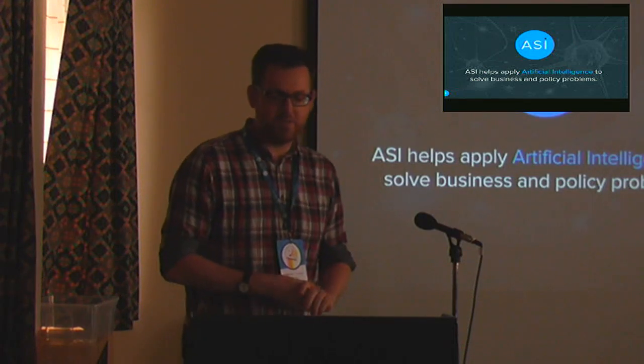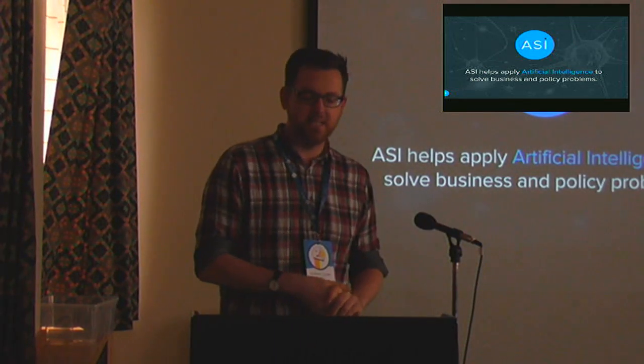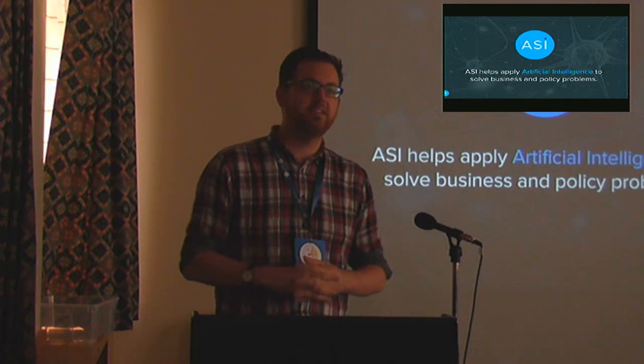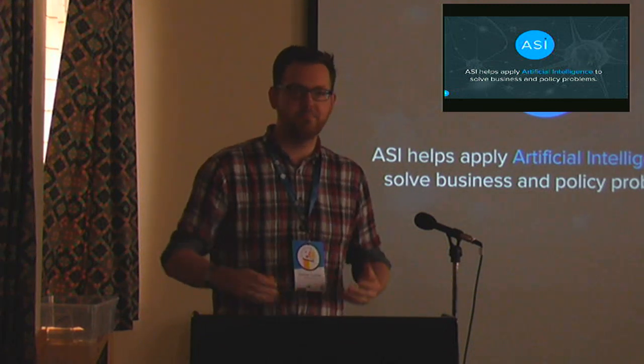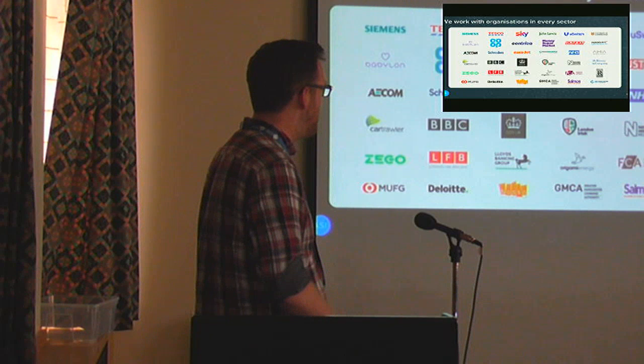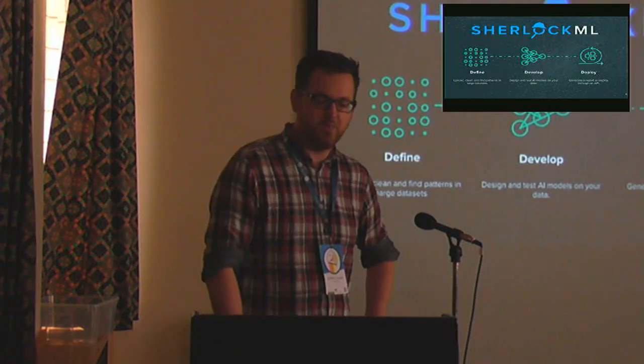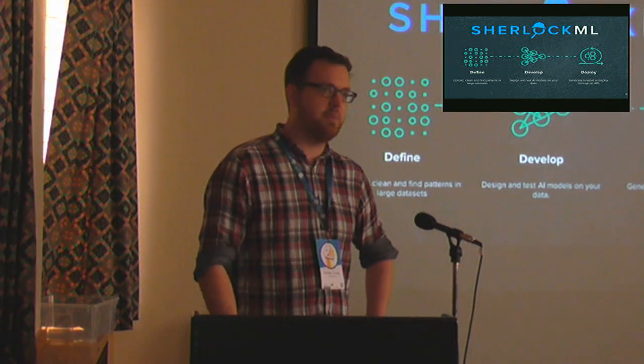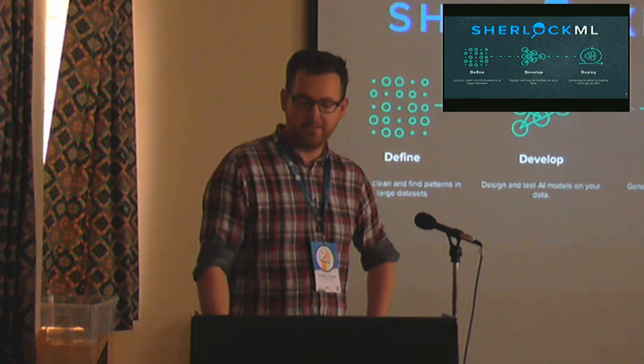ASI, which you may have heard of, is a data science company based in London. We basically provide artificial intelligence services. That's partly a consultancy, which works with a wide range of organizations from the Home Office to airlines. But the part that I work on, which is a major part of the company as well, is developing our data science platform, which is Sherlock ML.